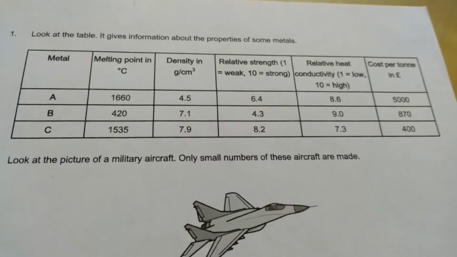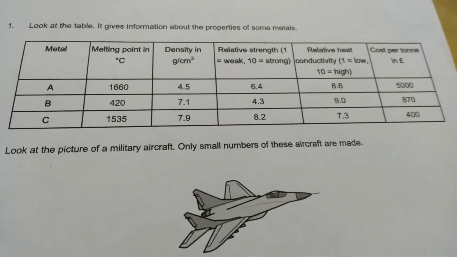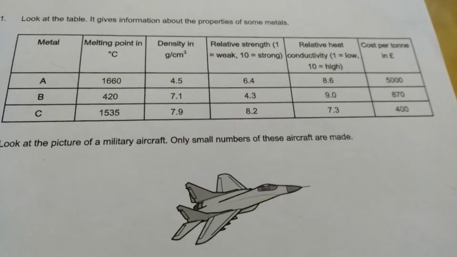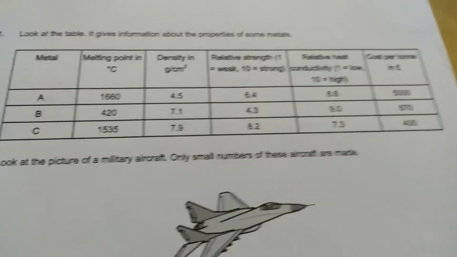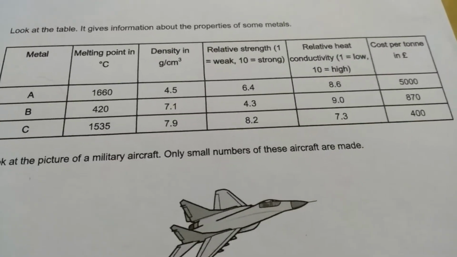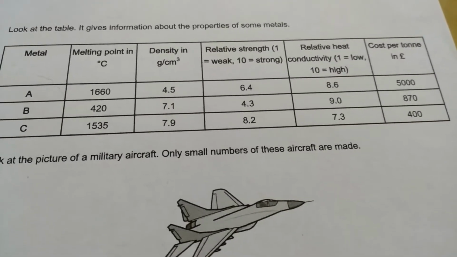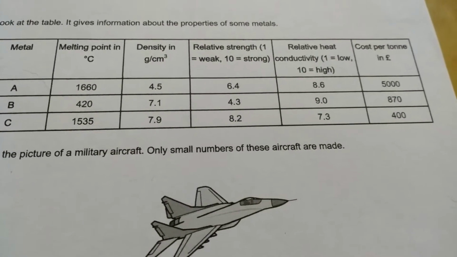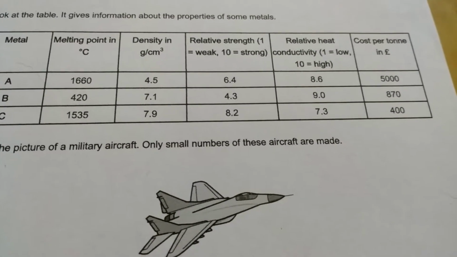Right, this is a modelled question, a 6-mark question on linking properties of materials to their use. This is quite a common question. So at the start of the question, they've got a table with all the information. It's got melting point, density, relative strength, relative heat conductivity, and cost per tonne.